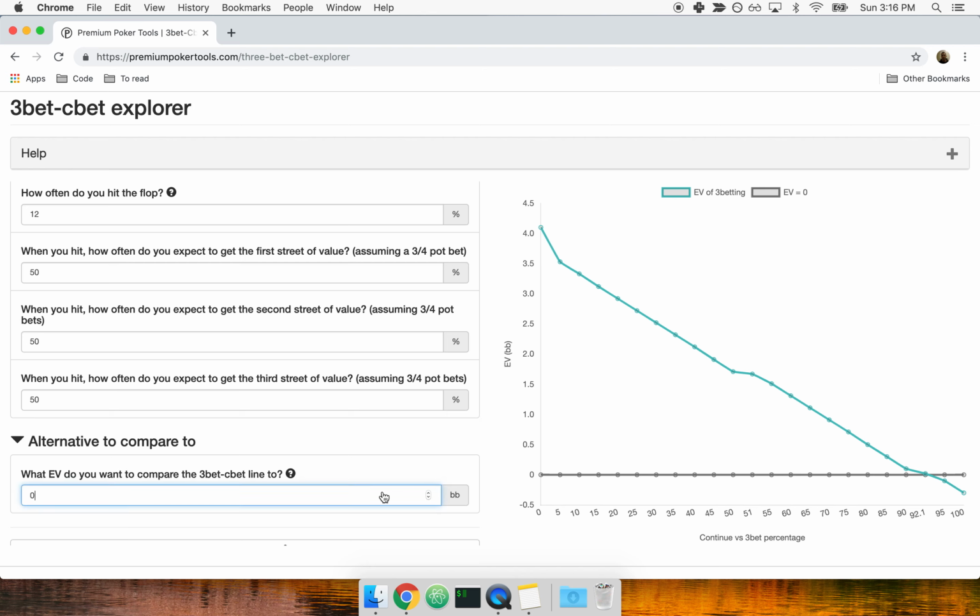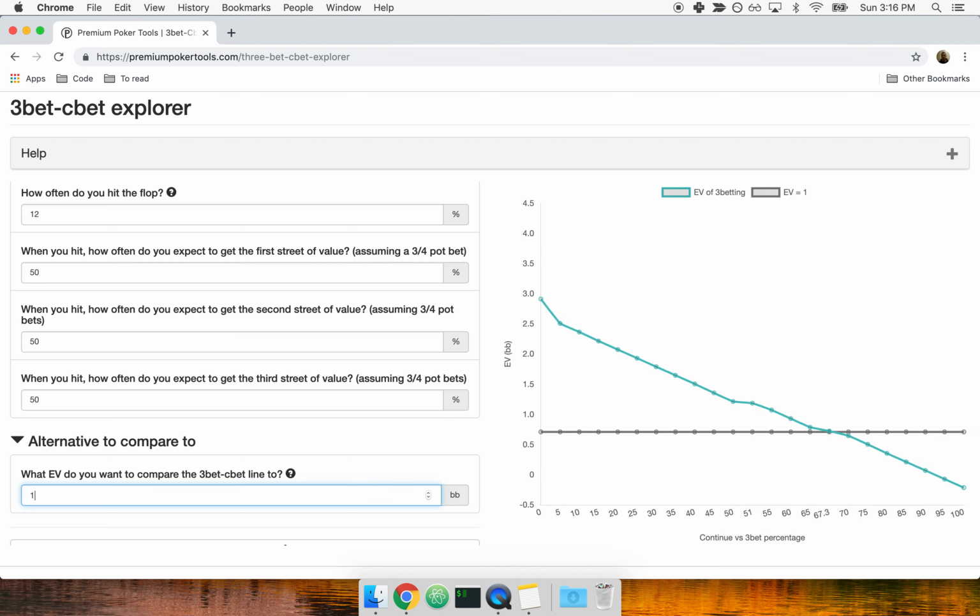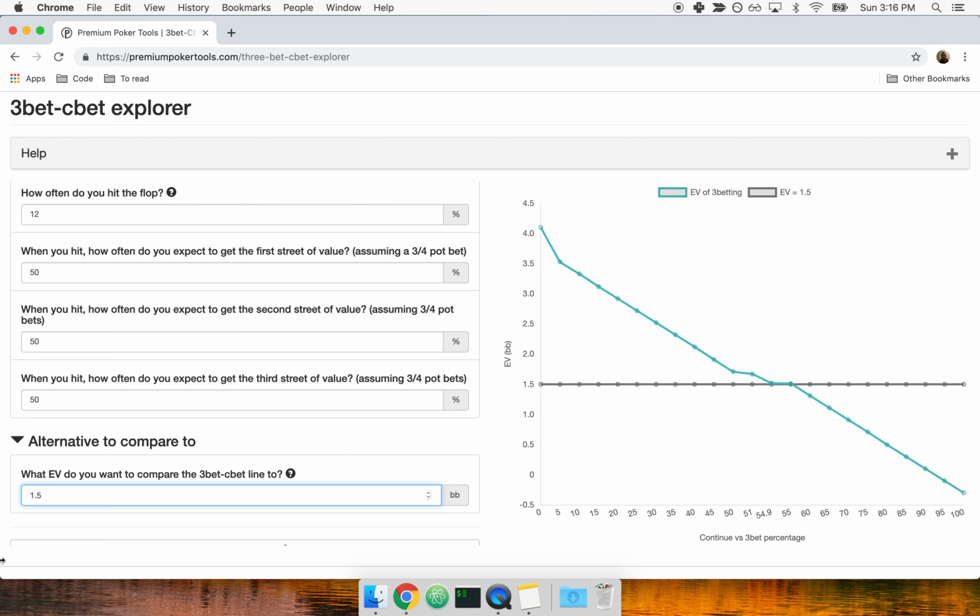If you do have pocket threes, if you flat with your pocket threes, that's probably going to be plus EV as well. So if we say that flatting has an EV of 1.5, now we're kind of back to where we started. So what I'm trying to say is that you have to compare the EV of this 3-bet Cbet to your best alternative.